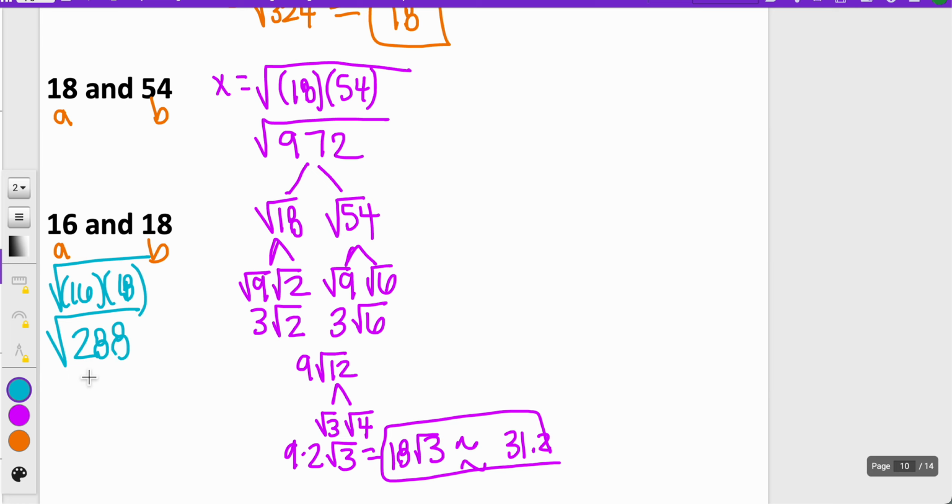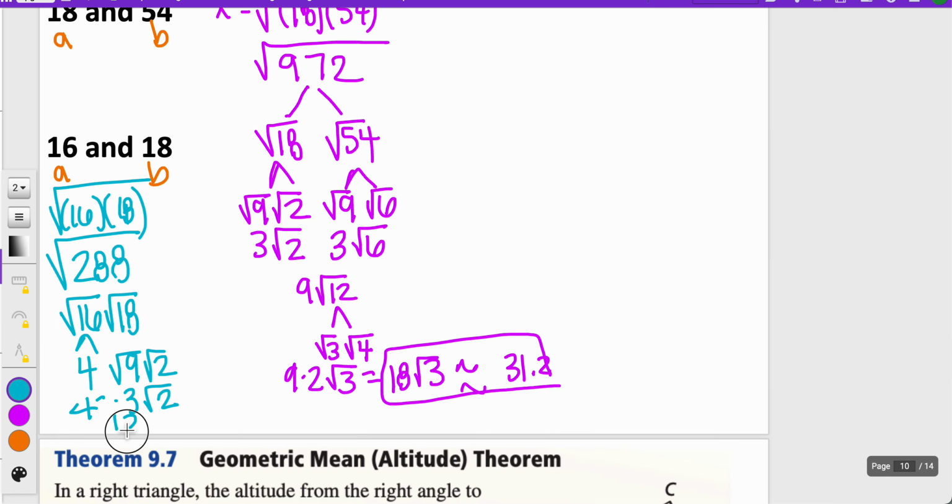But this is not going to be a perfect square, so if you type that in, you get a decimal. So to simplify it, I broke it apart and said the square root of 16 times the square root of 18 again, because the square root of 16 is just 4. The square root of 18 is the square root of 9 times the square root of 2, or 3 square root 2. And then times 4 gives me 12 square root 2, which is approximately 17.0. Okay?